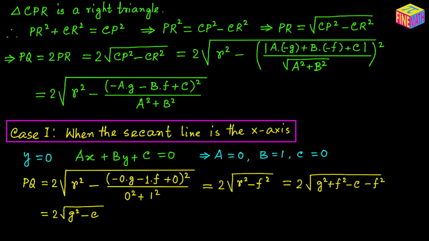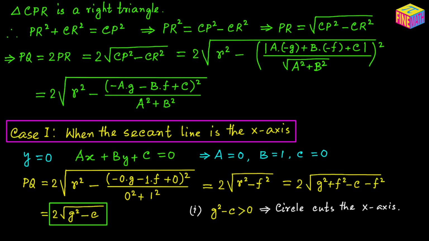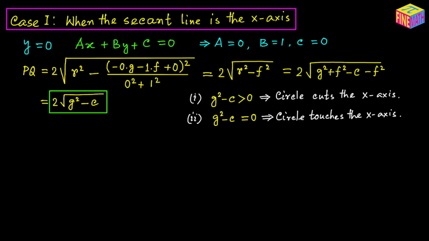That means PQ will have a real length. That means the circle would cut the x-axis. So I have noted it here that if g squared minus c is greater than 0, then the circle cuts the x-axis. Similarly, if we have g squared minus c equals 0, then the length of PQ will be 0. That means the circle will actually touch the x-axis.